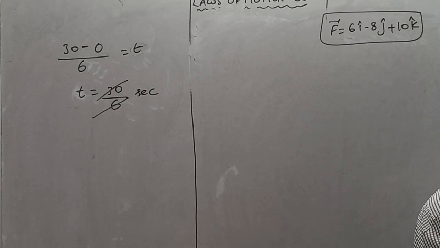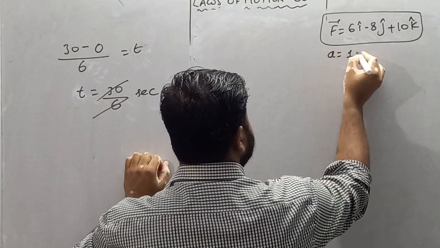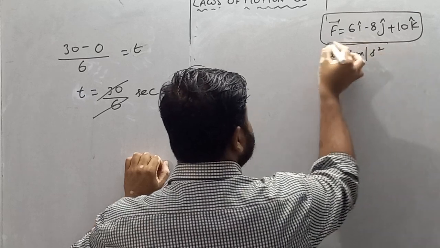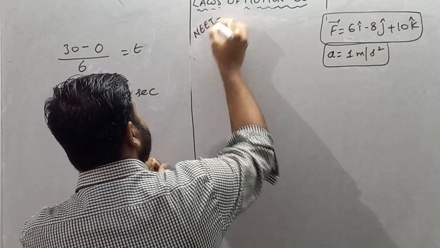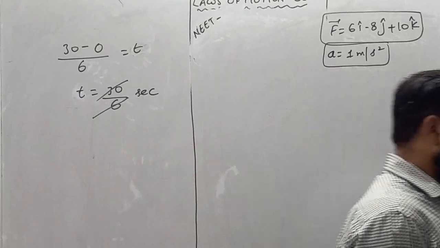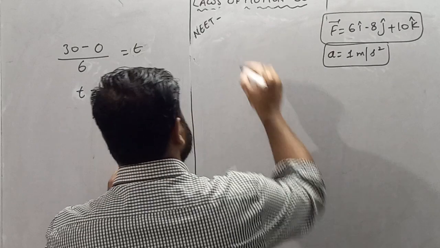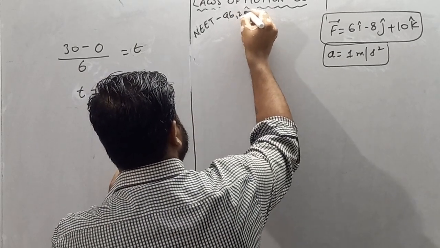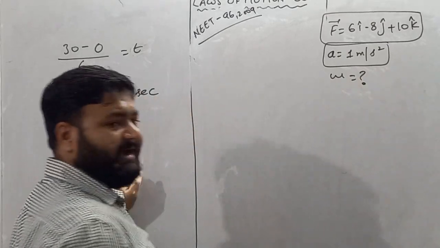with 1 meter per second square. Find the mass of the body.